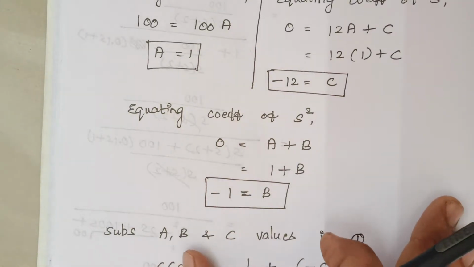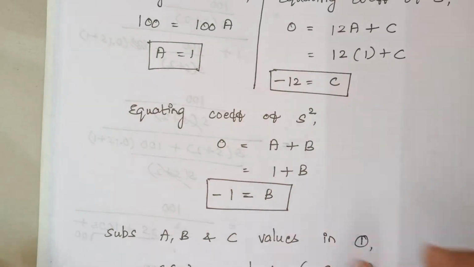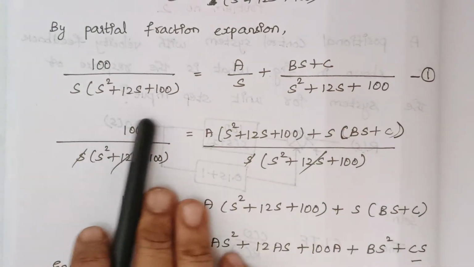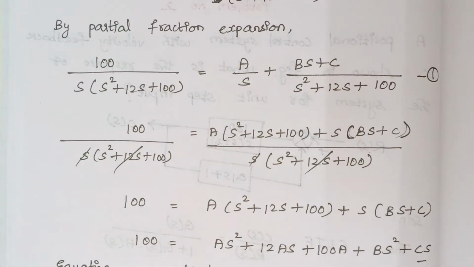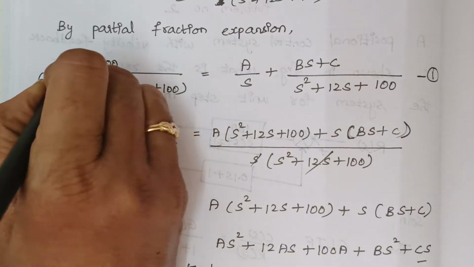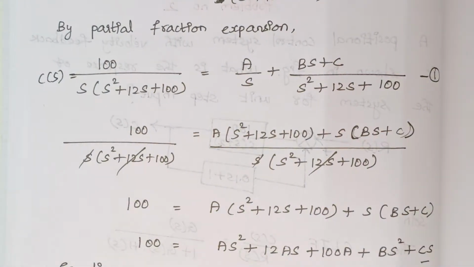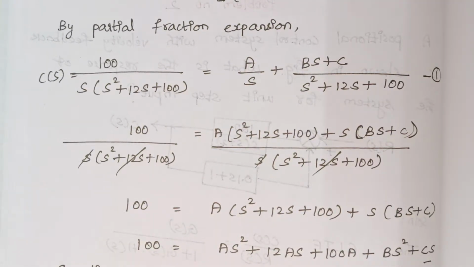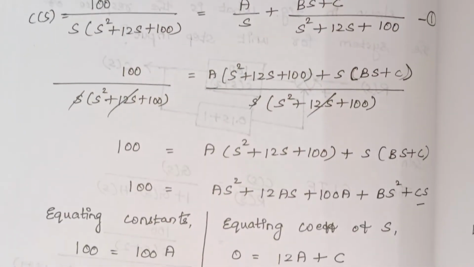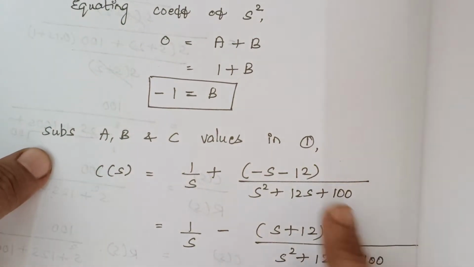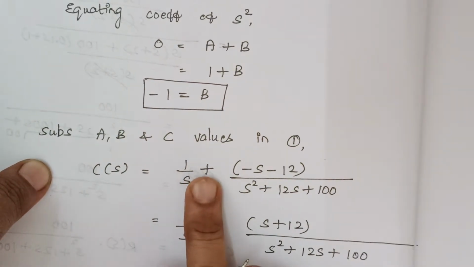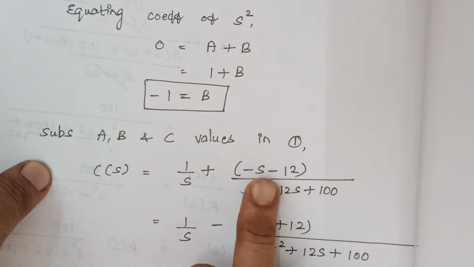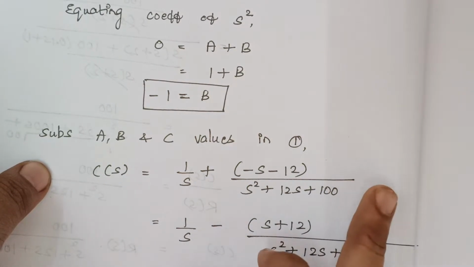Now we have found the values of a, b and c. Now we are going to substitute these values in this expression number 1. This is our expression number 1, this is nothing but our C of s expression, right? And now I am going to substitute the values. When you substitute the values, for a it is 1, for b it is minus 1 and for c it is minus 12. Just here I have substituted the values, right? A plus bs plus c, the value of b is minus 1, so minus s, and c is minus 12, so minus 12 here, right?